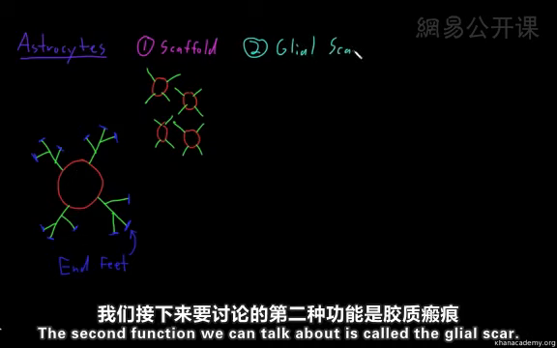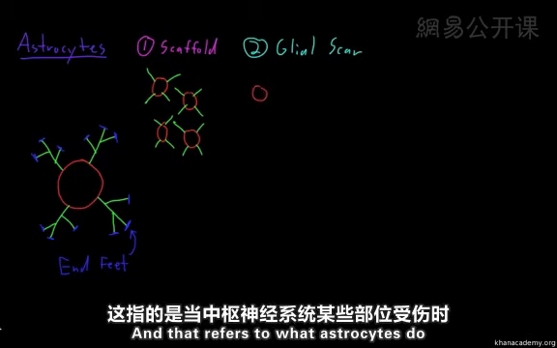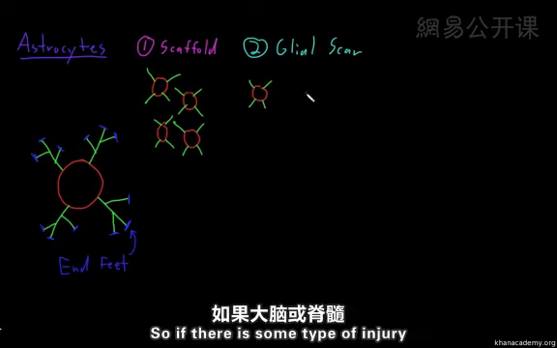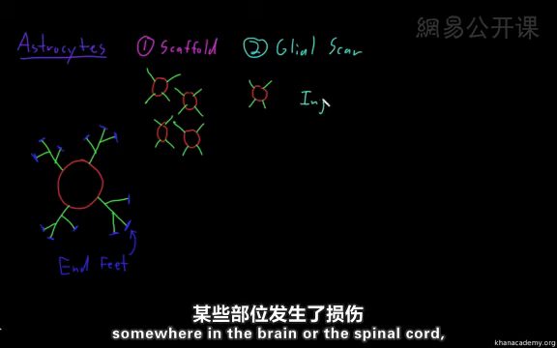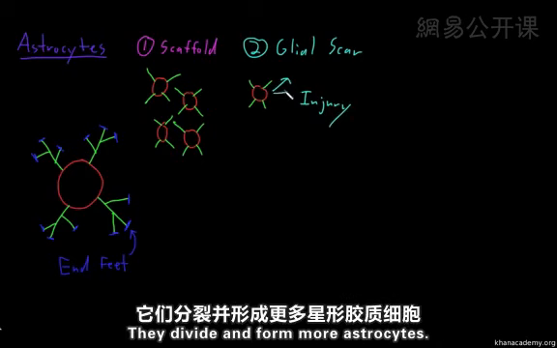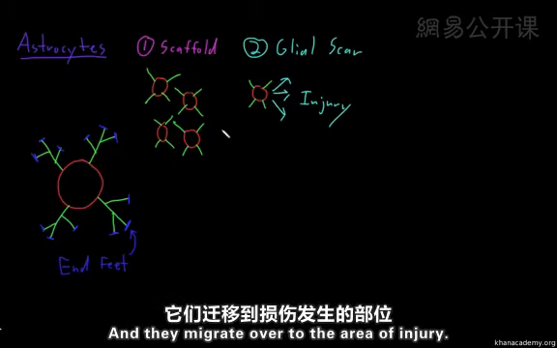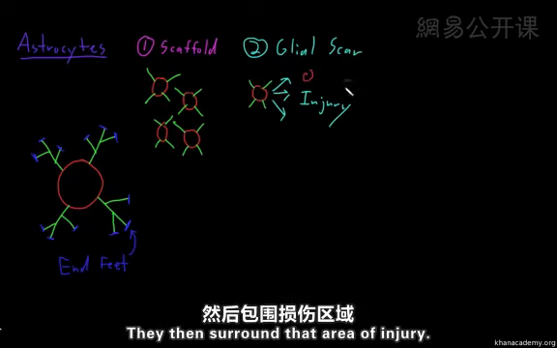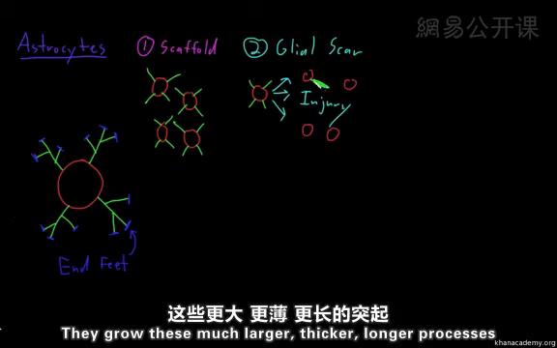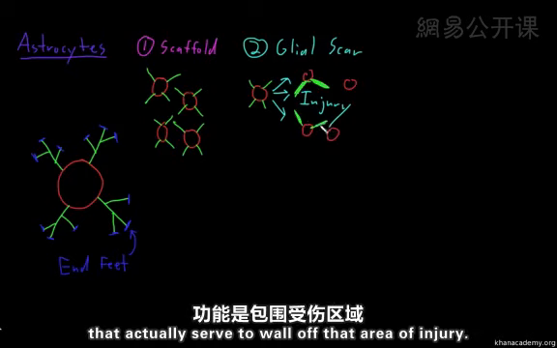Glial scar refers to what astrocytes do if there's injury somewhere in the central nervous system. If there is some type of injury somewhere in the brain or the spinal cord, what we see is that astrocytes proliferate, they divide and form more astrocytes, and they migrate over to the area of injury. They then surround that area of injury, and their processes hypertrophy. They grow much larger, thicker, longer processes that actually serve to wall off that area of injury.